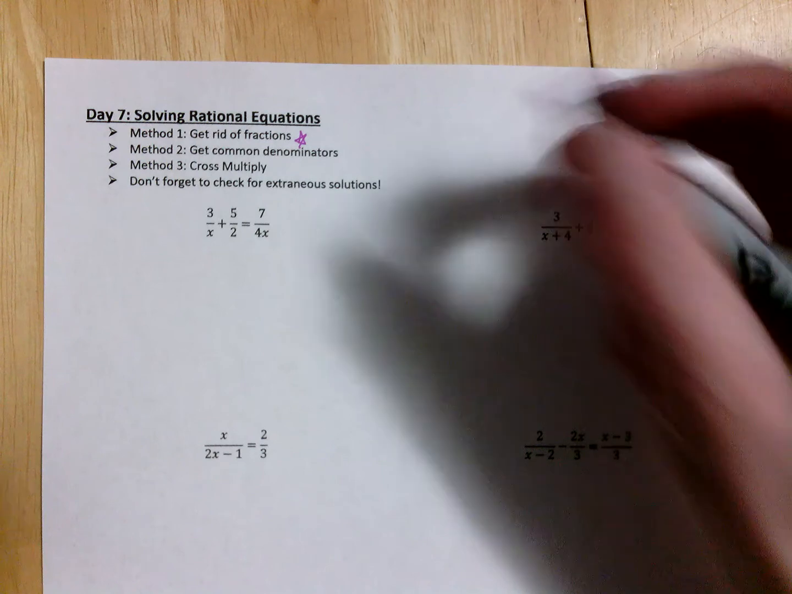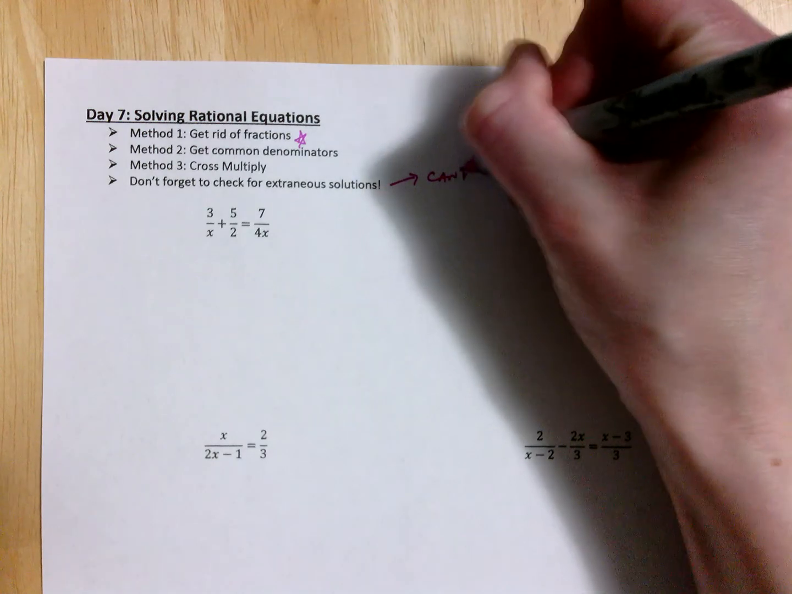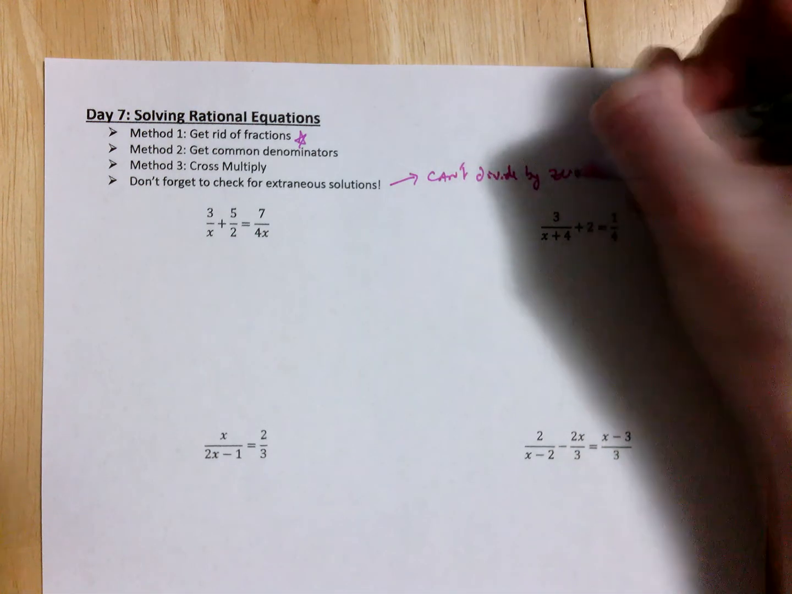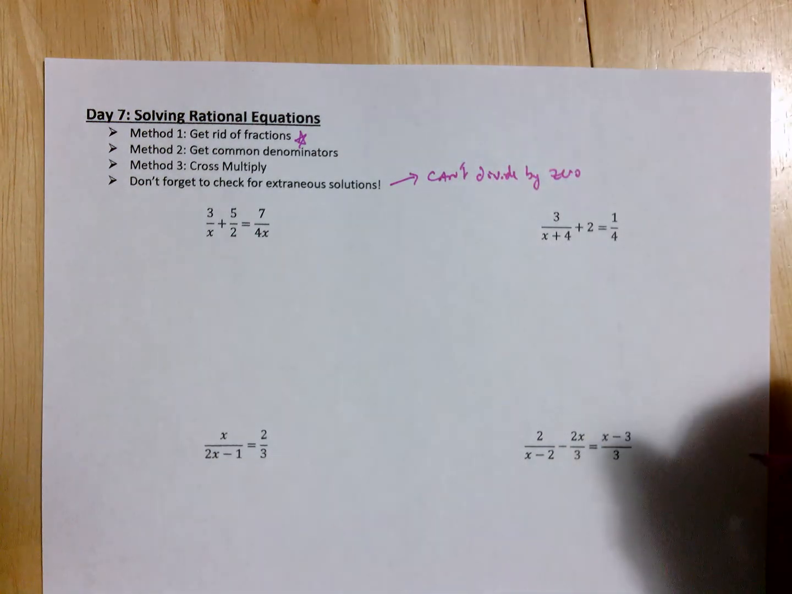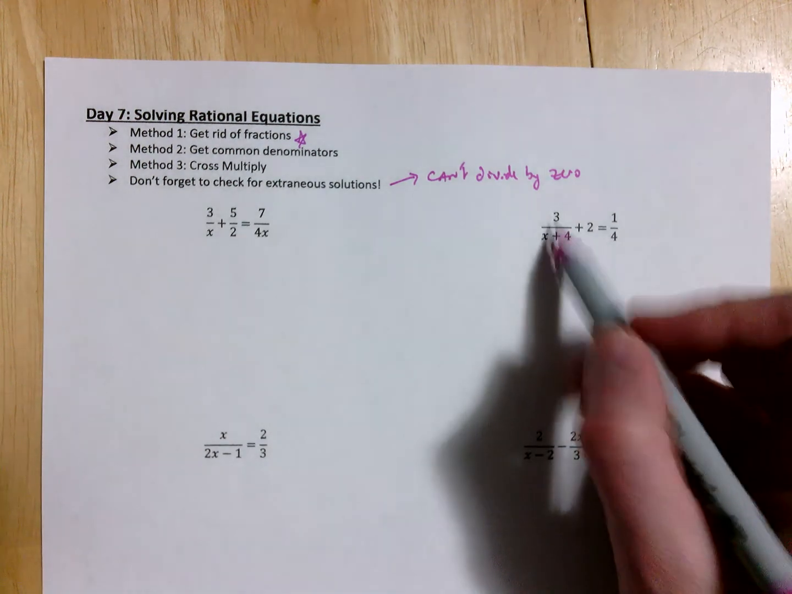In this case, the big thing that you're looking for is that you can't divide by zero. Any factors that are going to make the denominator of your fraction zero, that's a problem, because remember, fractions are just dividing.